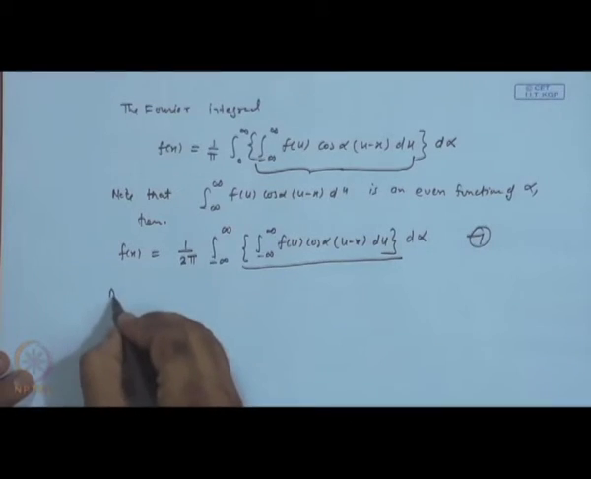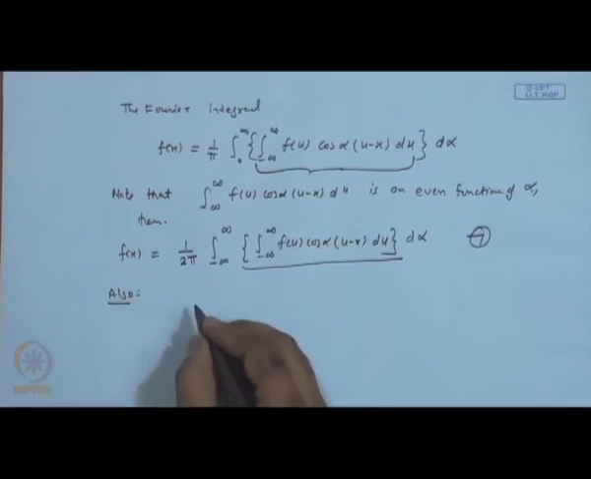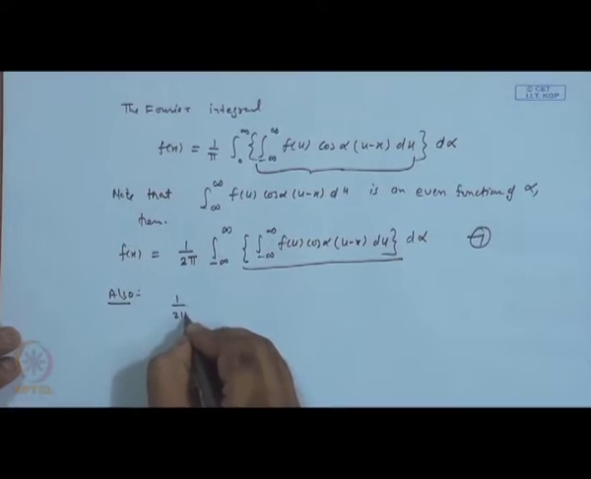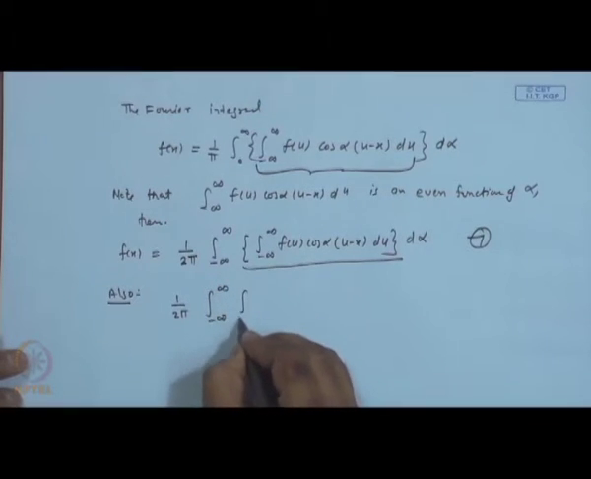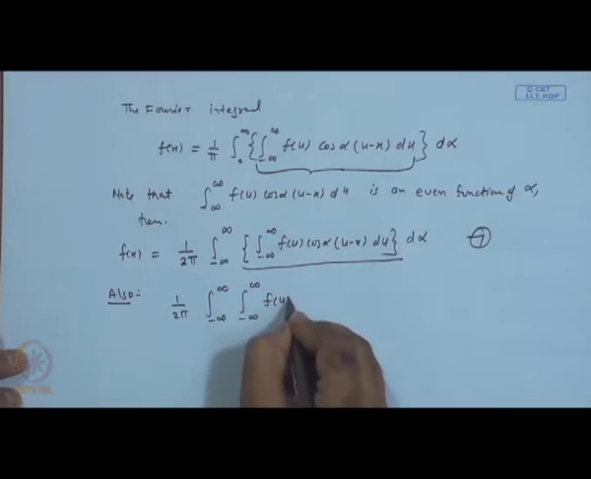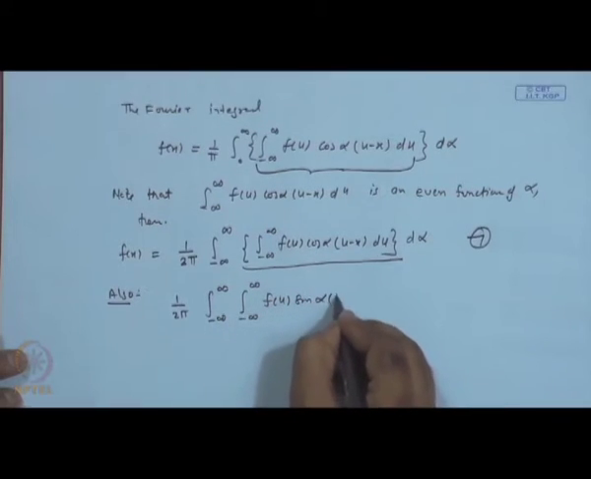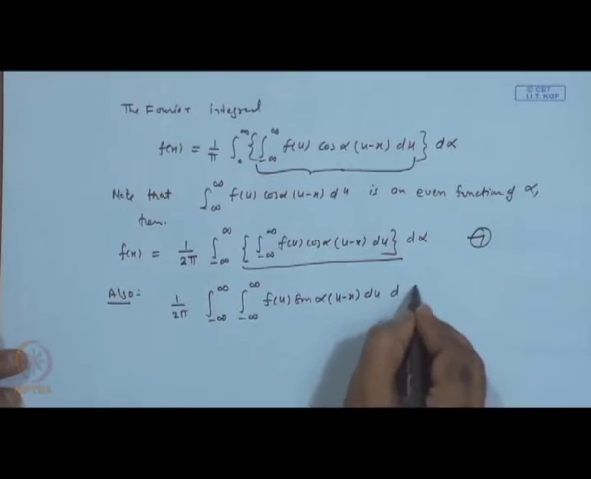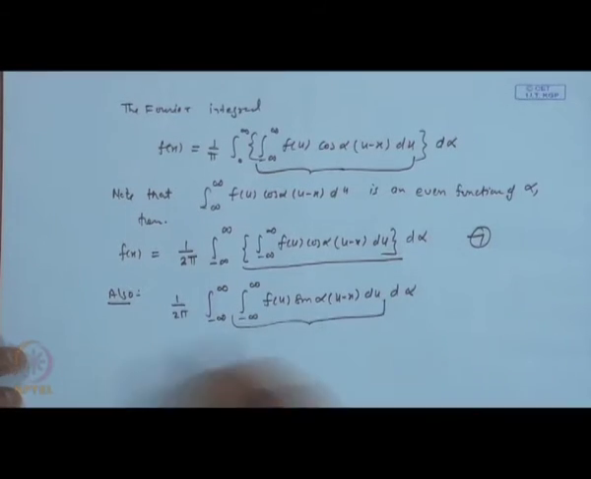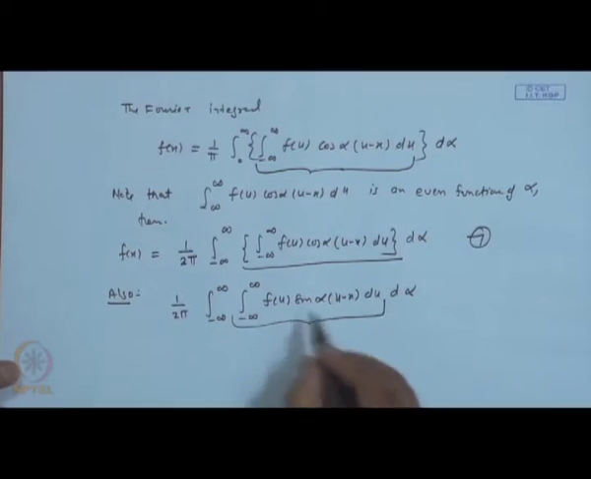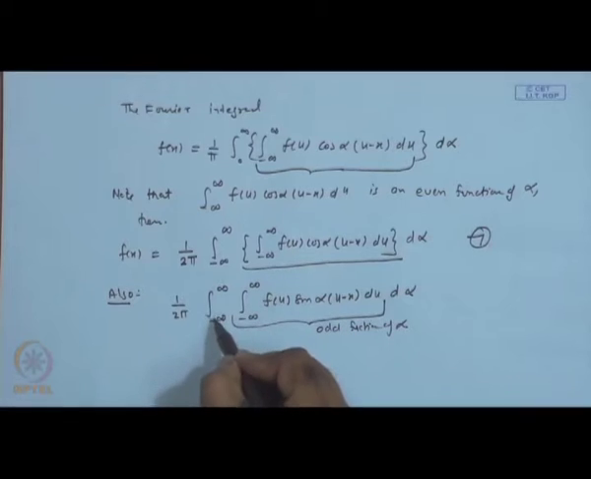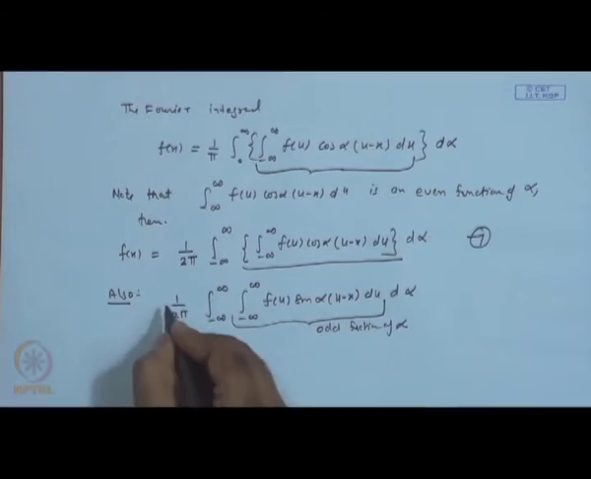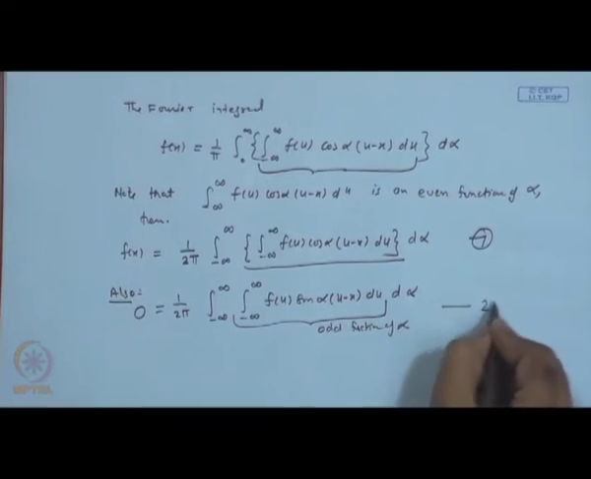So that's the trick. And also what we can have, if we consider this integral 1 over 2 pi, minus infinity to plus infinity, and again minus infinity to plus infinity f(u) is similar, but with the sine, sine alpha(u minus x) du d alpha. Now in this case this is an odd function of alpha, and since this is odd, minus infinity to plus infinity will give us 0. So this is just simply 0. So we have the second equation.